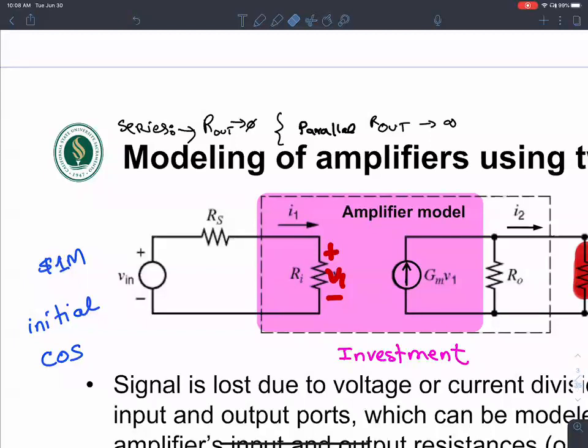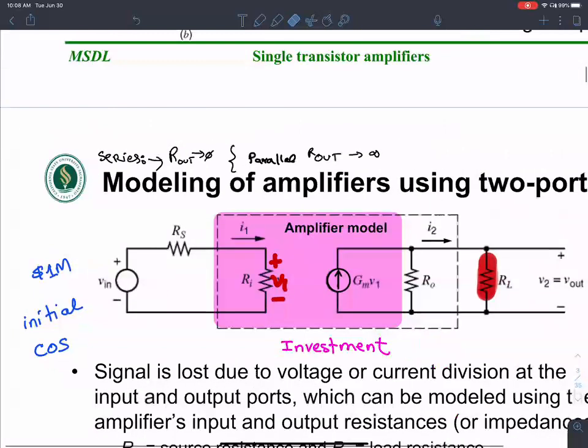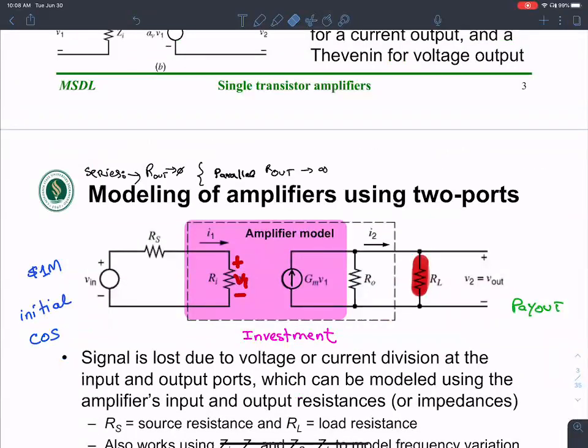I have a question, Professor. Yes. Why do we model the output resistance for a current source in parallel and for a voltage source in series? Because if we model the output resistance for current in series, then we won't lose any signal.